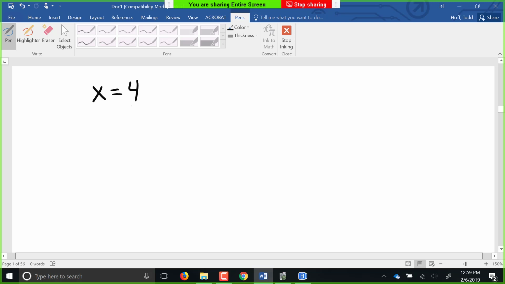Is that a linear equation? x equals 4. Sure it is. Yeah, there's no powers on our variable. We're not dividing by the variable. The variable isn't a power. That should be a line.